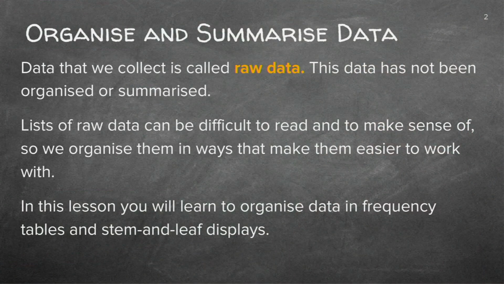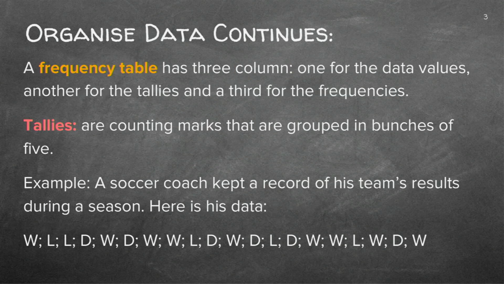Data that we collect is called raw data. This data has not been organized or summarized. Lists of raw data can be difficult to read and to make sense of, so we organize them in a way that makes them easier to work with. In this lesson, we will learn to organize data in frequency tables and stem and leaf displays.